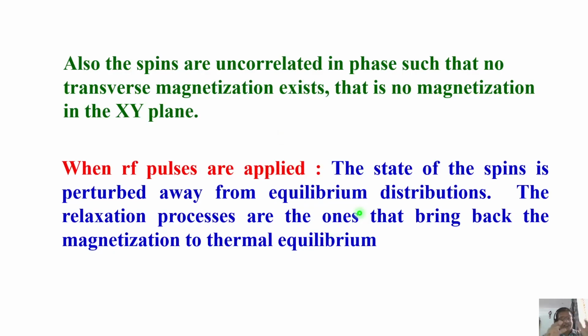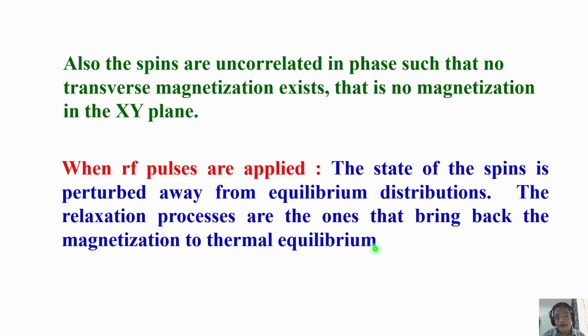There are certain processes which are responsible for that. Also, it takes some time to attain thermal equilibrium. You perturb the spin system from equilibrium. Then after some time, if you leave it like that, it has to go back to equilibrium. What is the time it requires to go to thermal equilibrium?